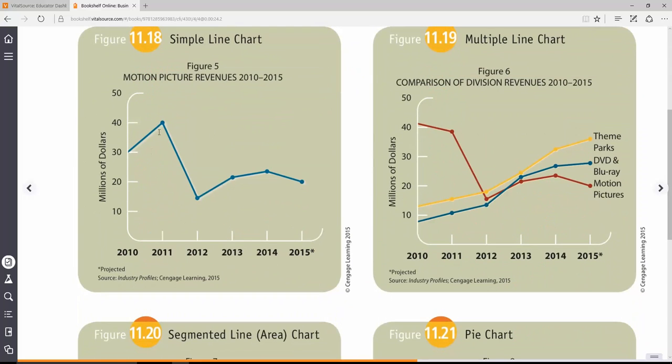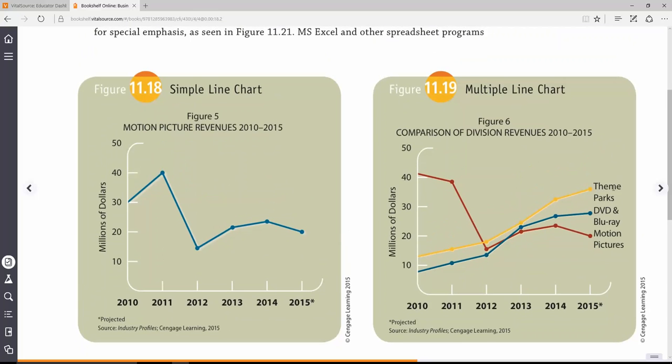Motion pictures revenue, I think everybody finds these easy enough to read. Again, there's a source. Comparison. Now, you should have over here, theme parks is the yellow. So by 2015, they were beating everybody else out. DVDs were here. They started off low and they came up right in the middle. And motion pictures started high and ended up low.